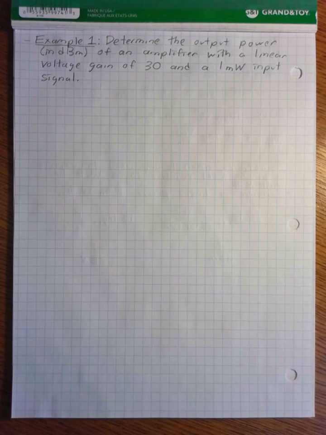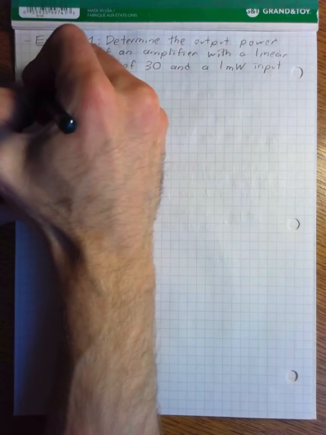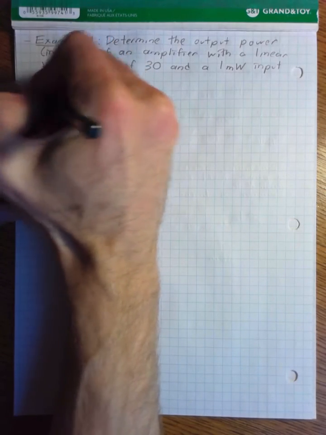Okay, so let's consider the amplification case first. In this example, I'm asking you to determine the output power in units of dBm of an amplifier with a linear voltage gain of 30 and a 1 milliwatt input signal. I'm going to solve this question in two ways. The first way is going to be using mostly linear formulas, and the second way will be using mostly decibel or log formulas. Let's start with the linear case first.